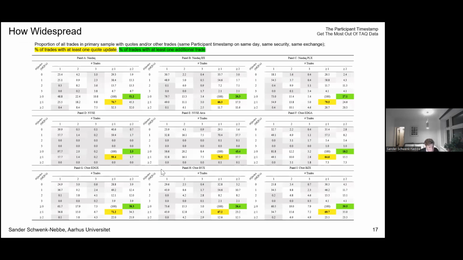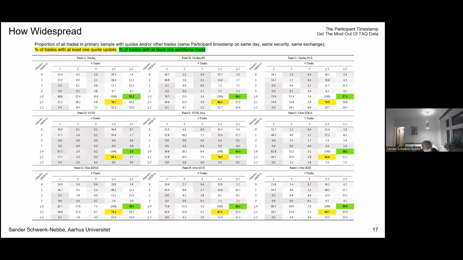Now on to the next important thing. This is a very large figure that shows the constellation of marketable order executions: how many trades are grouped with how many quotes in the same security on the same exchange with the same participant timestamp. The most important numbers I've marked with yellow and green. Yellow is the proportion of all trades in the primary sample that occur with at least one quote update, and green is the proportion of all trades in the primary sample that occur with at least one other trade.